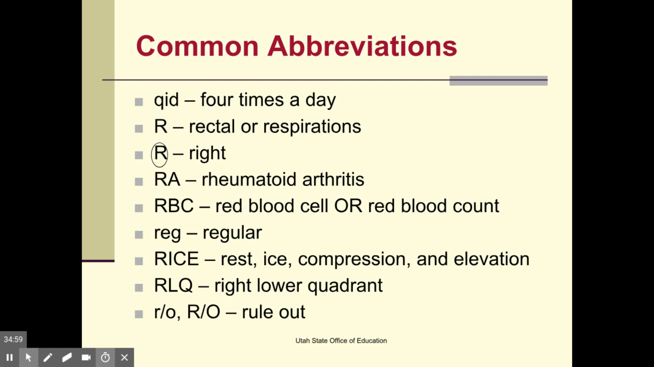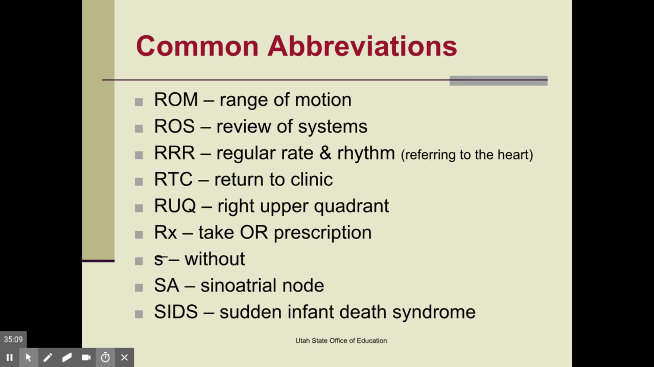R/O is usually the small R/O, to rule out. We may admit someone to the hospital to R/O MI, rule out a myocardial infarction. ROM always means range of motion. ROS is review of systems for the most part. Regular rate and rhythm, that's referring to the heart. RRR, we don't really use that a lot. We will write out regular rate, regular rhythm. RTC is only used in the clinic setting, which means return to the clinic. There's also a reticulocyte count, which is an RTC count. So we try not to use that one as much.